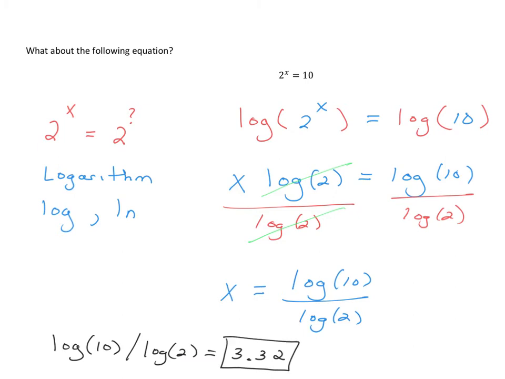By the way, I was expecting the answer to be bigger than 3 because 2 cubed is 8, but also less than 4 because 2 to the 4th is 16. So this is a reasonable answer, and it's an approximate one, but this is the exact answer.